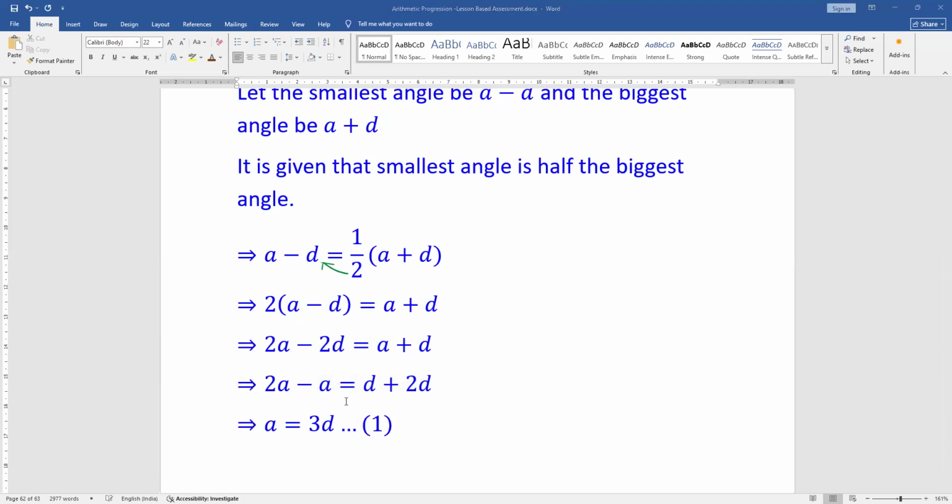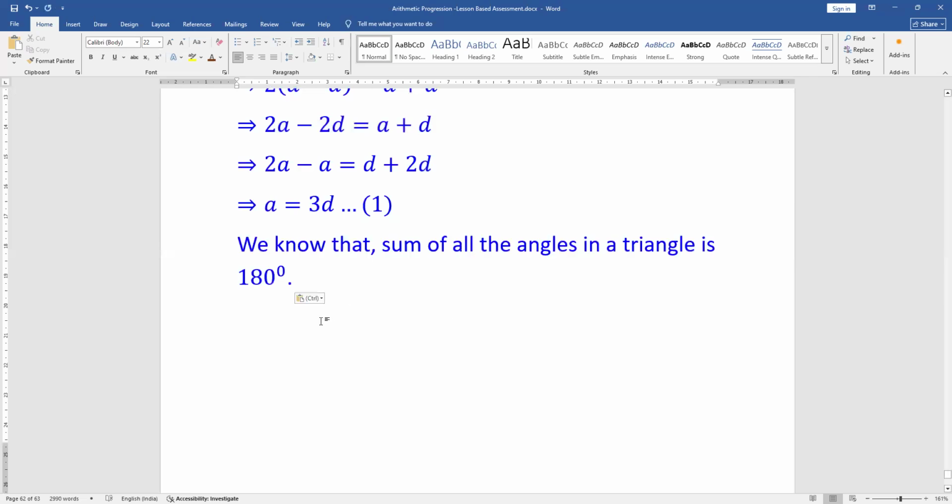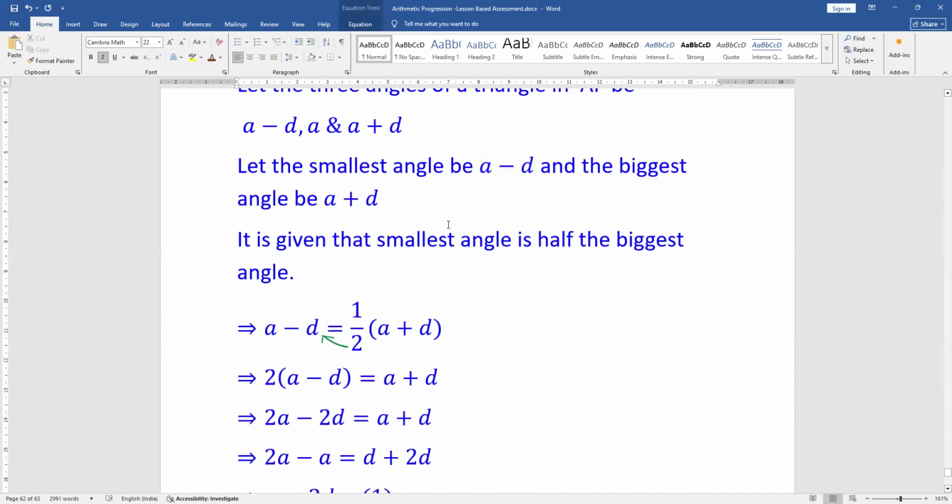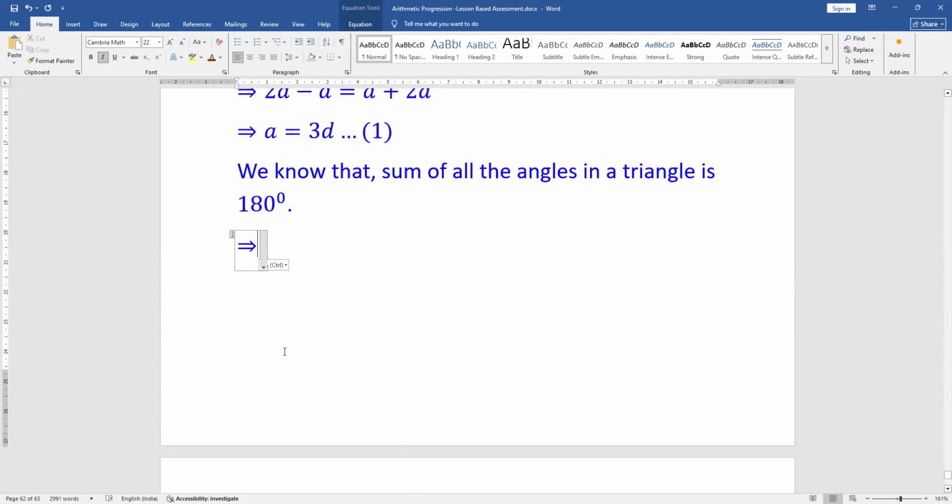Next, we know that the sum of all angles in a triangle is 180 degrees, correct? So now I am going to add all these angles: a - d, a, and a + d. Let me write it down: a - d + a + a + d equals 180. No need to write degree, just put 180. Later, in the final conclusion, you can use degree.